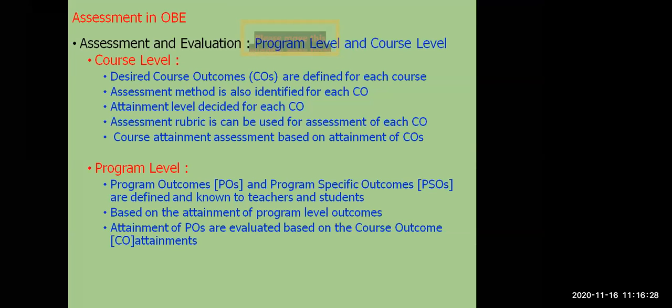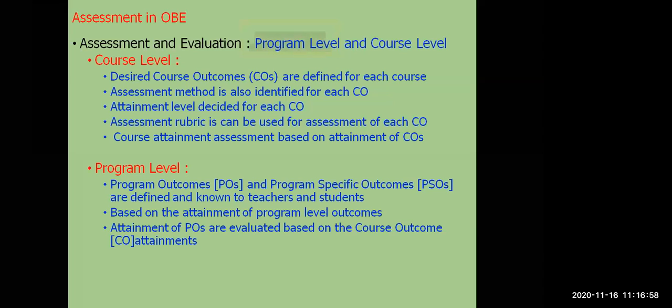And these program outcomes are based on the program level. This assessment is based on the attainment of the program level outcome. Let's say there are 12 outcomes which NBA has defined for us for the UG program. Now we will calculate the attainment for each PO.